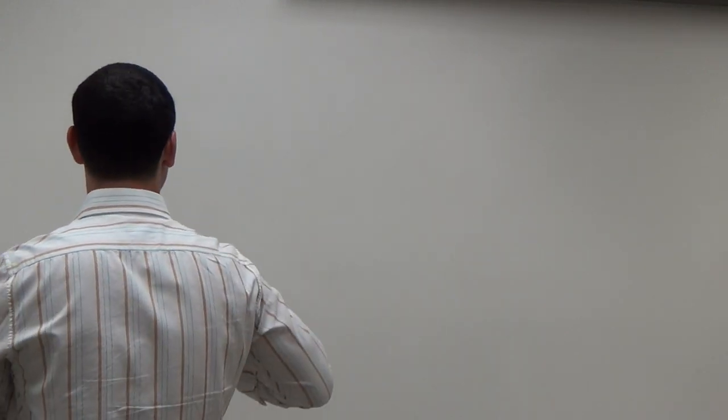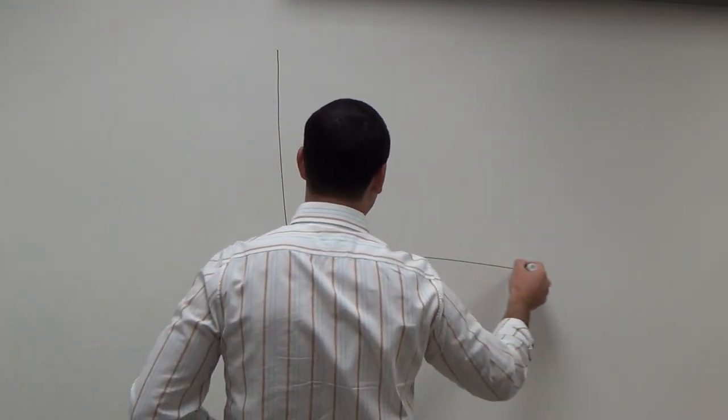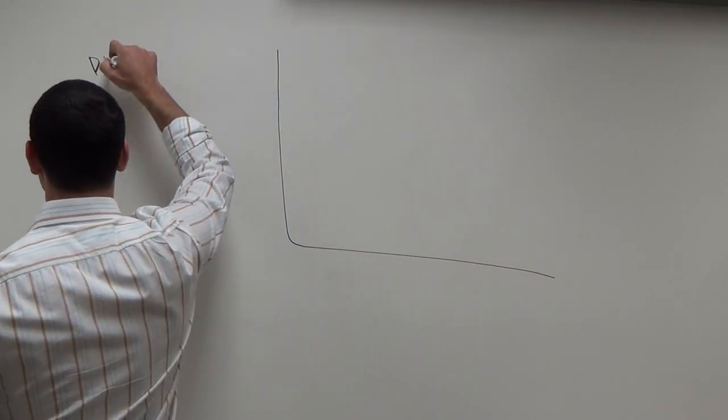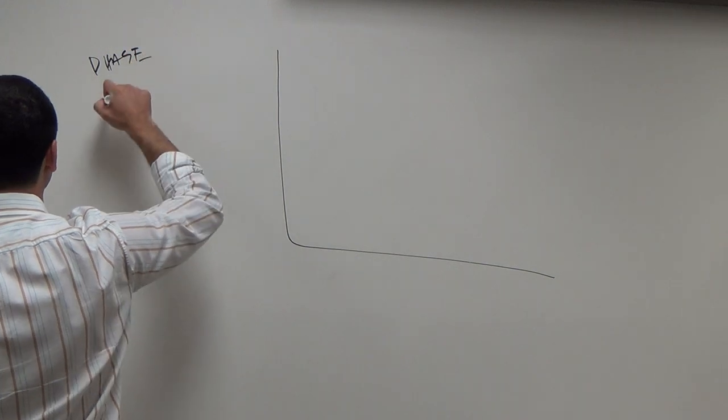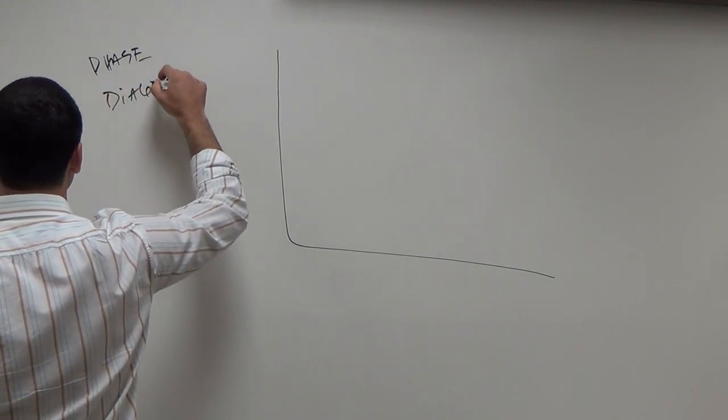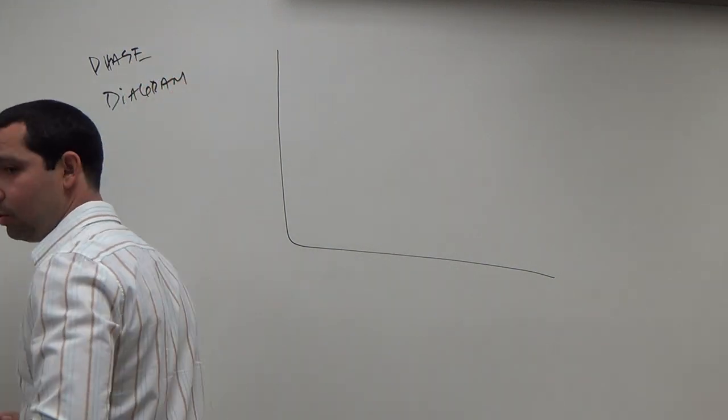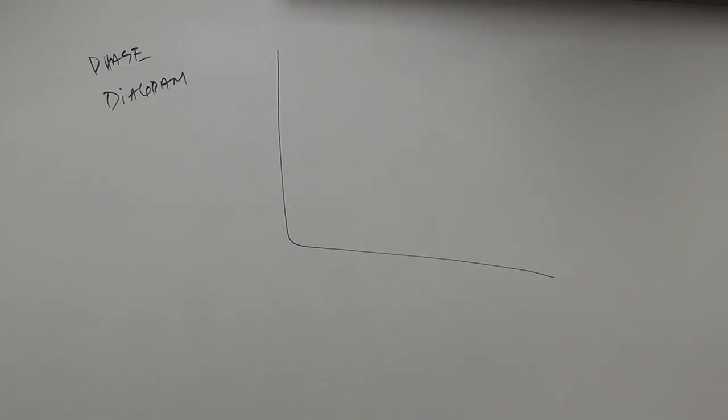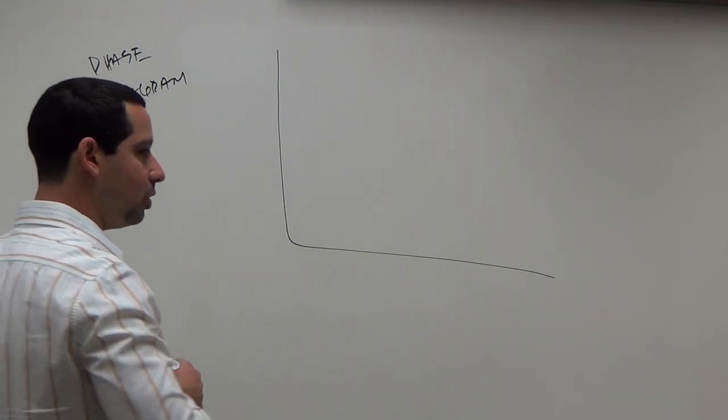Alright, so that's a heating curve, that's a cooling curve. This thing here is called a phase diagram. And you will never know what this diagram shows you. What does this diagram show you? Phase changes, yes? Or phases. So here's how this looks.